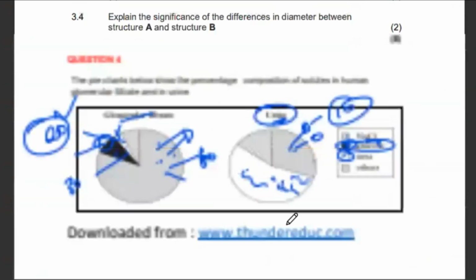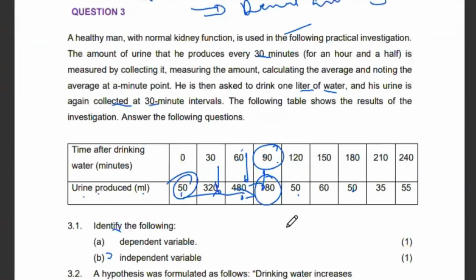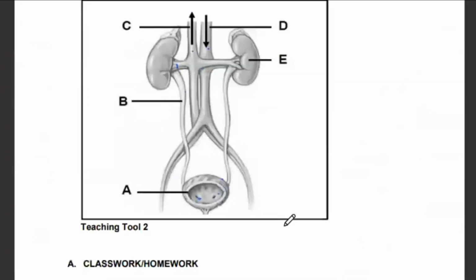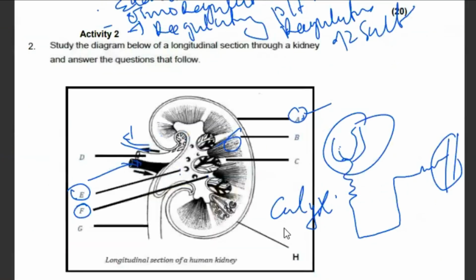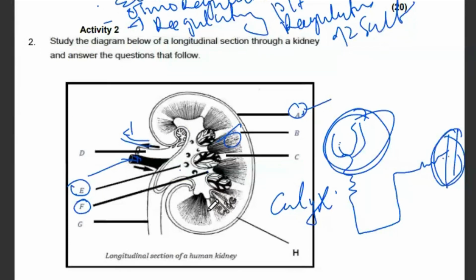Yes, so it makes it darker because of the high density of blood vessels. And then this other one, that's where you find the Malpighian body. And then the other ones, that's where you find C. That's where you find the collecting ducts, so it does not have too many blood vessels, therefore it is a little bit lighter.